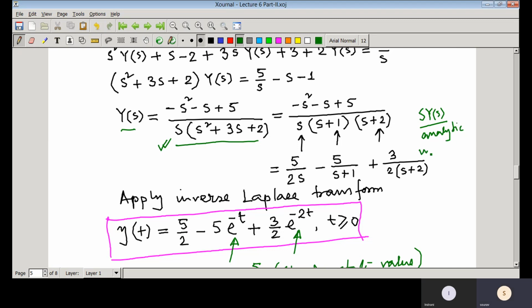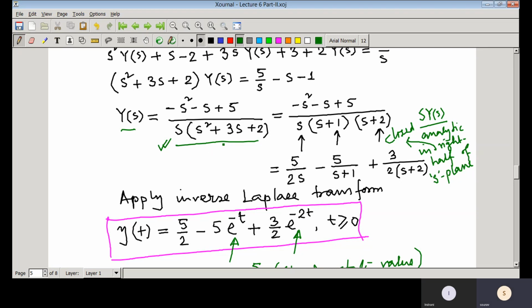Analytic in right half of... so analytic in here, this is closed. Closed means it includes that imaginary axis as well as right half of that S-plane. So SYS analytic in closed right half of S-plane. If this condition is satisfied, we have seen that we can apply final value theorem.